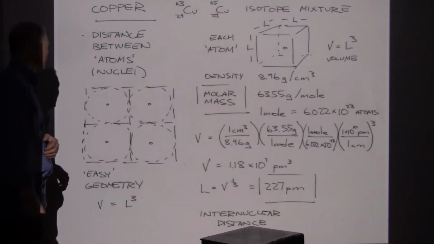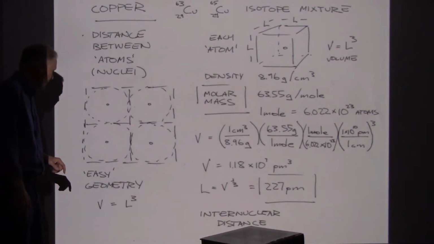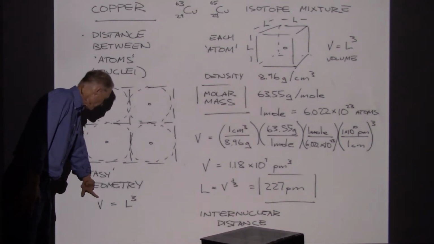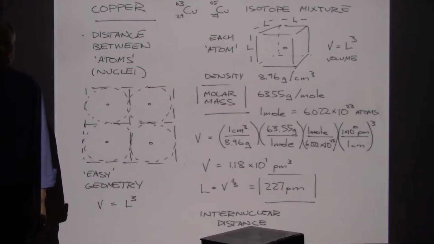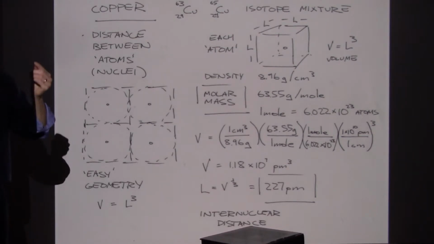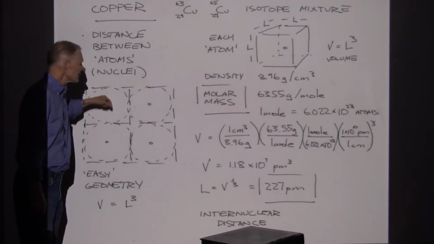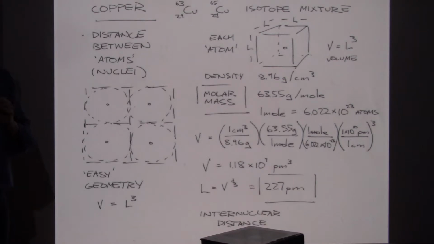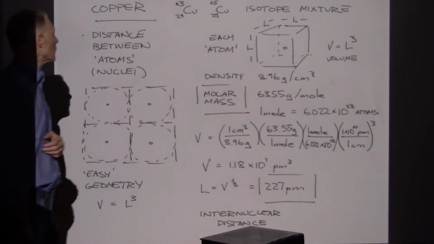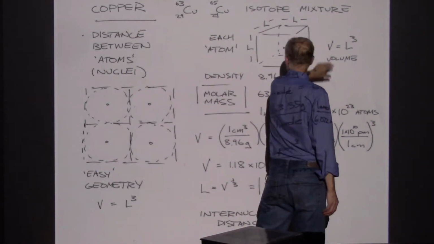Now, if they're cubic, then each atom will have a volume that's a cube, and that can be written as L to the third power, where L is the length of each side on the cube. What L would also represent is the distance from one nucleus to the next, and that's what they're asking us to solve for. They're kind of asking us how much space one atom takes up. So cubes are easy to figure with. V is equal to L to the third.